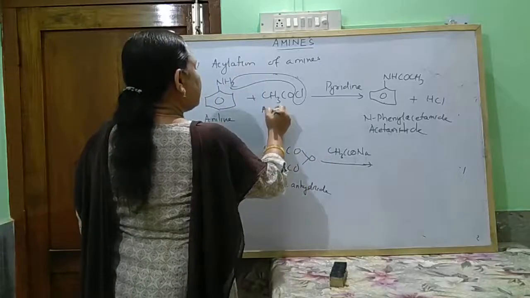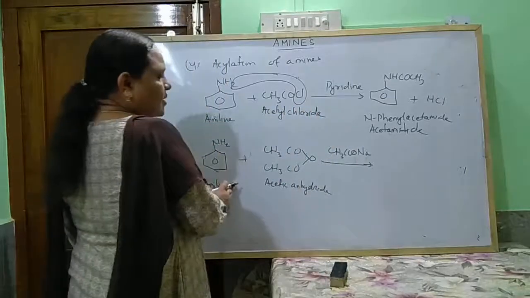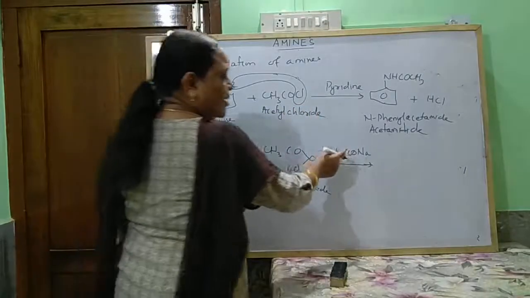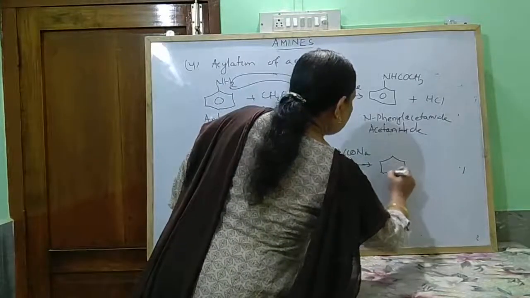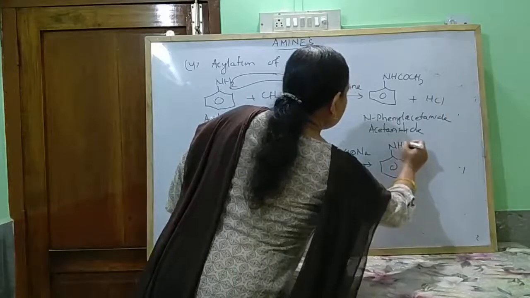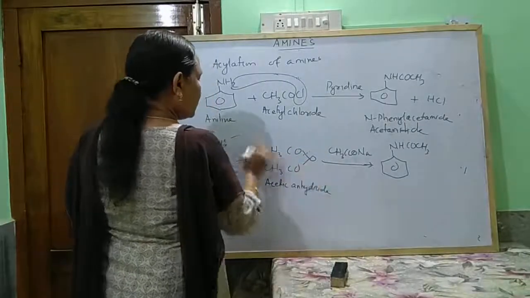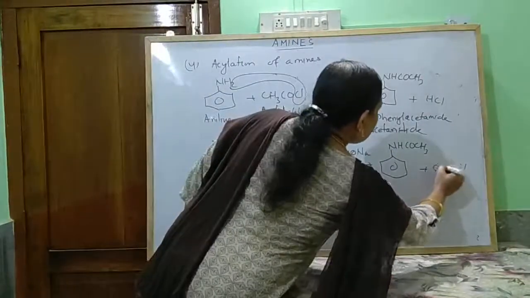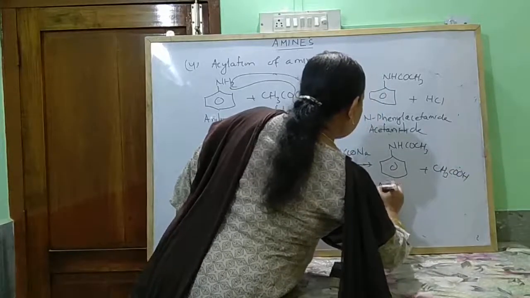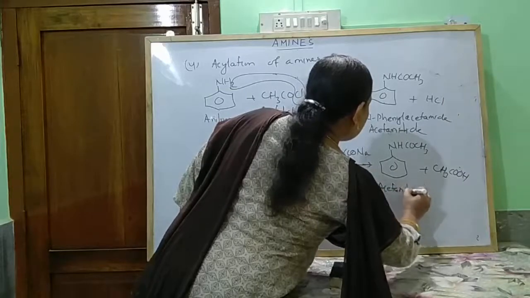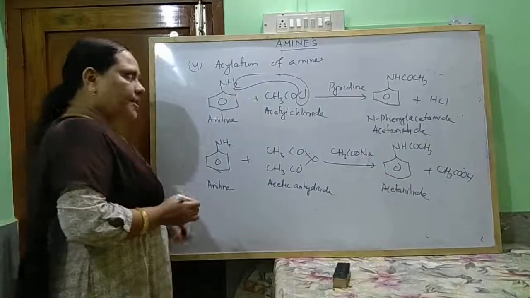So aniline reacts with acetic anhydride in presence of sodium acetate to form, in the same reaction, NHCOCH3. Here one hydrogen comes here, so plus CH3COOH. This is acetanilide or N-phenyl acetamide. Okay.